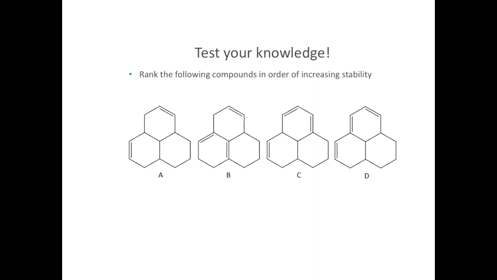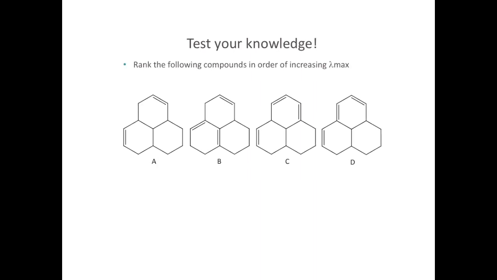Now let's test your knowledge. Rank the following compounds in order of increasing stability. Remember, the more conjugation, the more stable a compound is. Now, using those same compounds, rank them in order of increasing lambda max. So if you were testing all four of these compounds using UV-Vis spectroscopy, what would their ranking be in order of increasing lambda max? Remember, the more conjugation, the higher the lambda max.